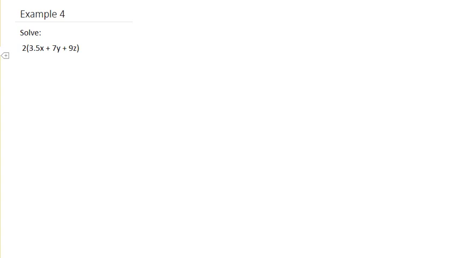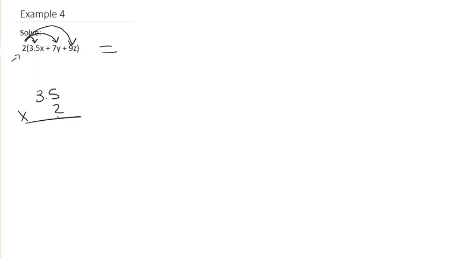Solve for the following. We have 2 out in the front, and then we have everything within. So let's multiply the 2 times 3.5x first, then the 7y, and then the 9z. So we can also write this like 2 times 3.5. If you're not sure, just go ahead and multiply real quick.